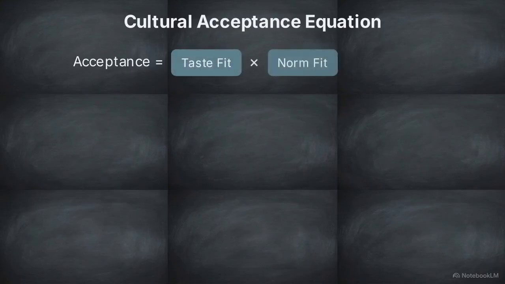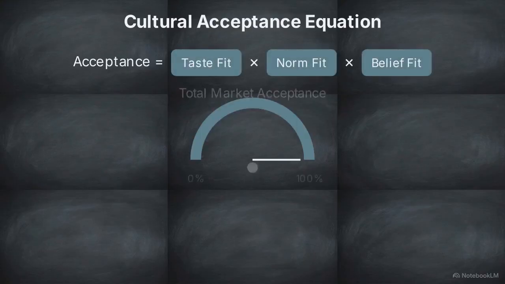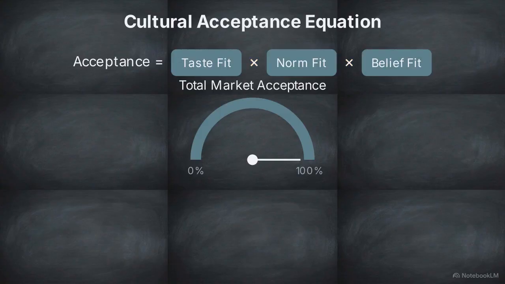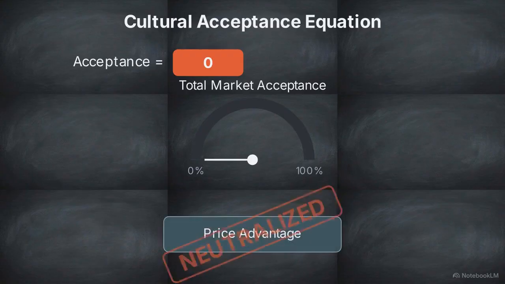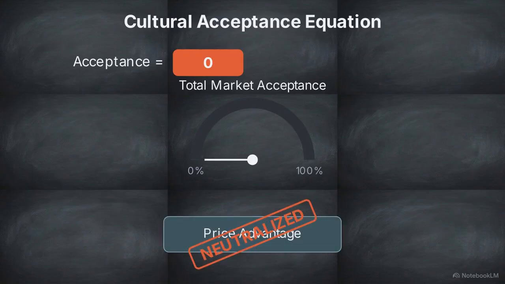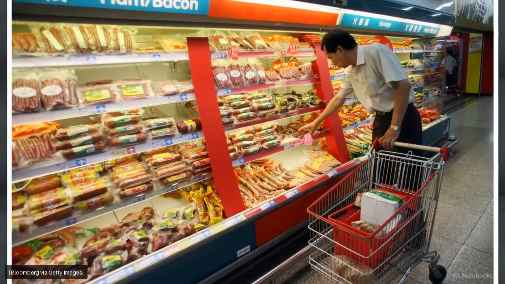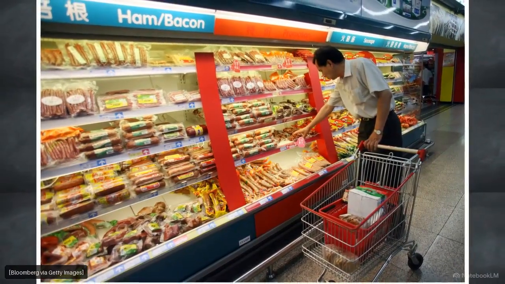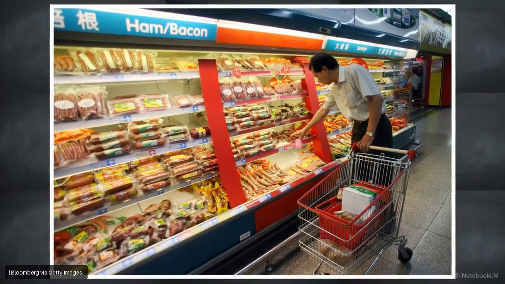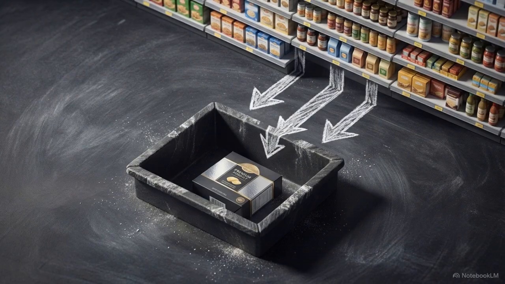Products must fit local tastes, social norms, and cultural beliefs. Since these variables multiply, violating a single norm drops that variable to zero. Consequently, total market acceptance instantly falls to zero, completely neutralizing any price advantage. At retail, the exported product must seamlessly integrate into the local consumer's daily life and match their specific visual expectations for quality and trust. Selling food internationally is an exercise in cultural alignment. If the firm's output fails the cultural acceptance equation, the market will reject the product entirely.